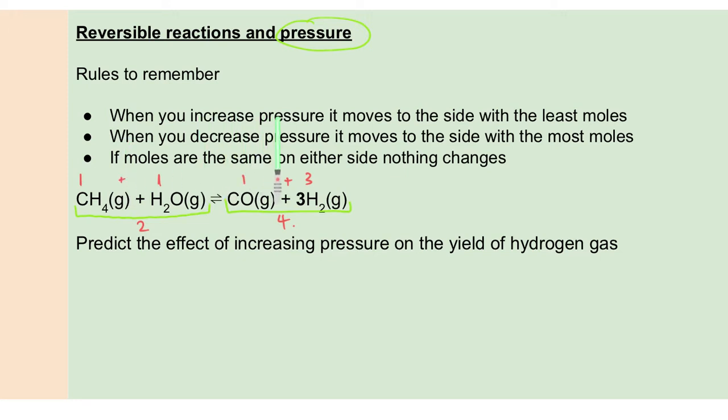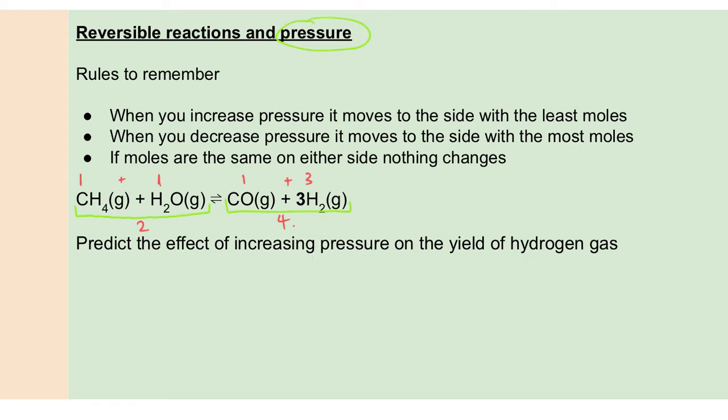That's really useful because all my rules are about the number of moles. If I increase the pressure, I move to the side with the least moles. And when I decrease the pressure, I move to the side with the most. Now, if the numbers on either side were the same, nothing changes. Pressure has no effect at all on yield.